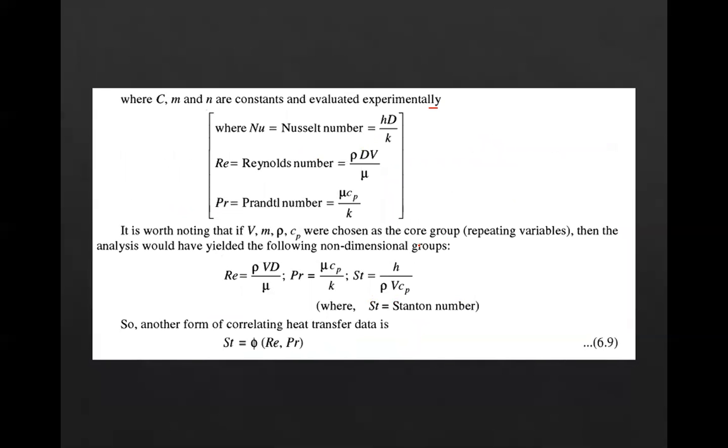So you get another number, called the Stanton number. The Stanton number is the ratio h upon rho into v into c. That means the Stanton number is a function of the Reynolds number and the Prandtl number also.